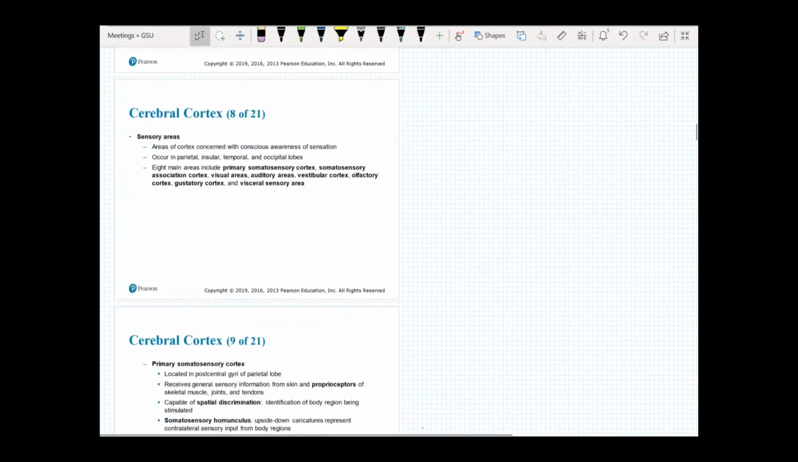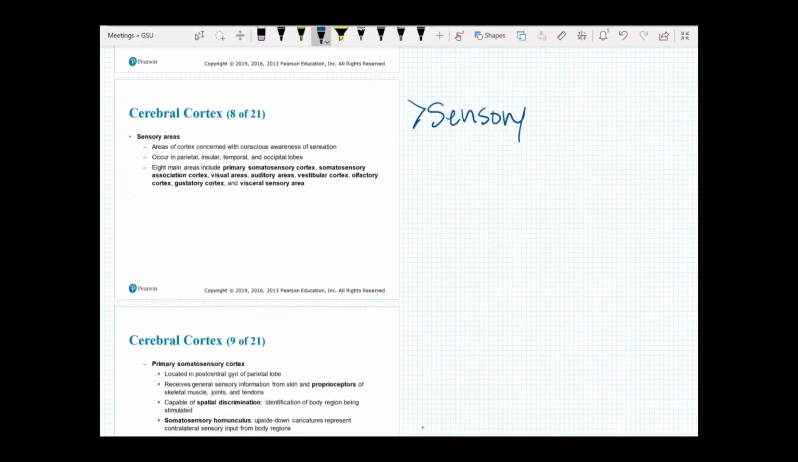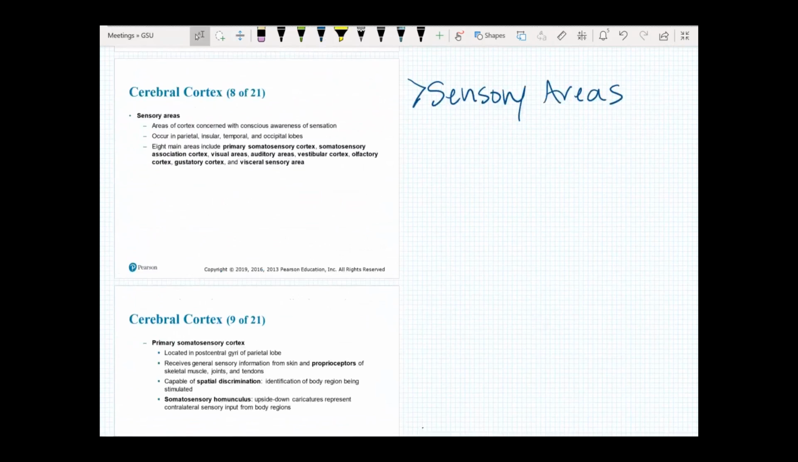Okay, so then we're going to look at our sensory areas. So that was our motor areas. Now we're going to look at our sensory areas, so the areas of the brain that make up our sensory components. This is our awareness of sensation. So this is not the receiving of it, but where we put meaning to it. And they will essentially occur in all the lobes. And there are 8 primary main areas. So we're just going to briefly go through these.